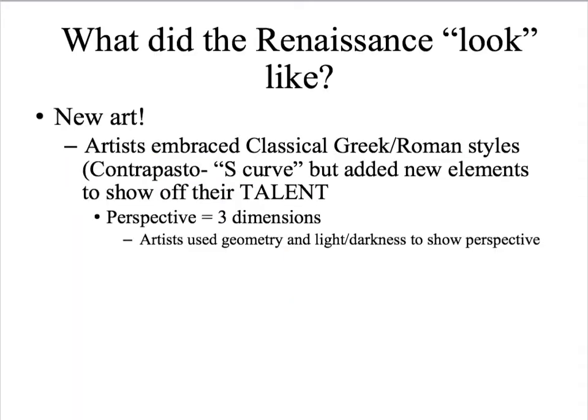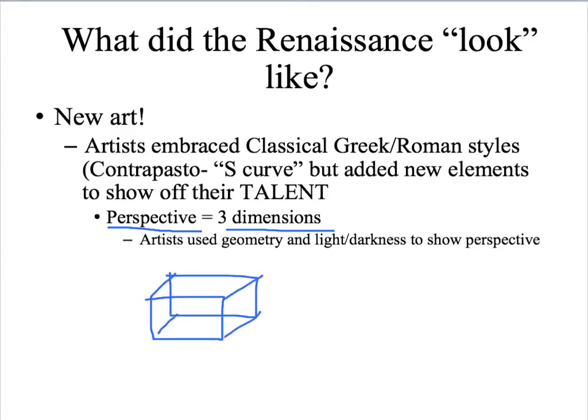So when we talk about these new talents that these artists in the Renaissance have, the big thing that they're trying to show off is that they can paint things with depth. And basically this is just adding what's called perspective, 3 dimensions. And they're using geometry, they're using light and dark and space to create more depth in their paintings, because they want to show that they can paint more 3-dimensionally than the artists who came before them.